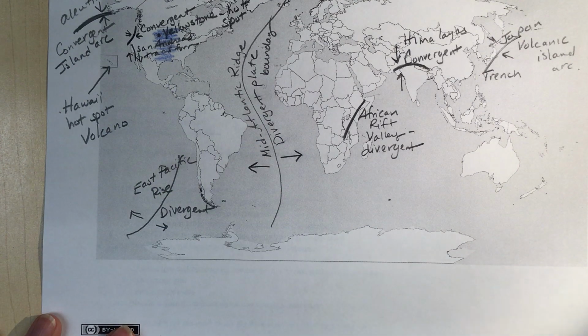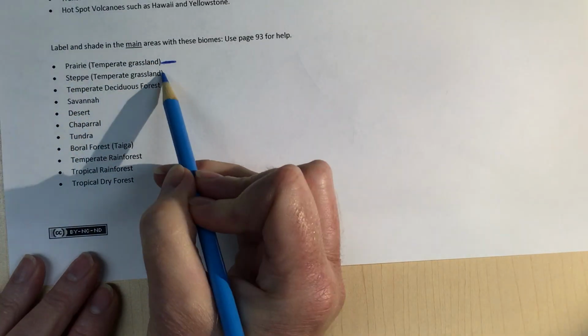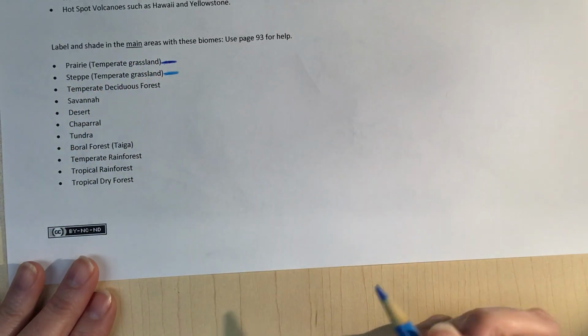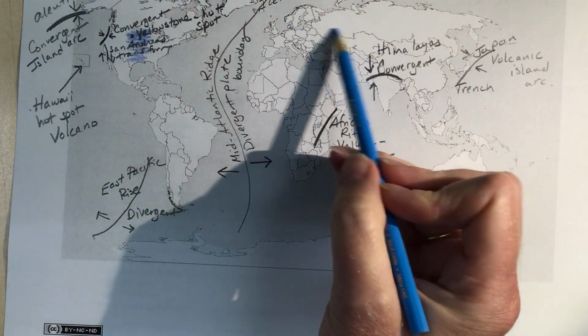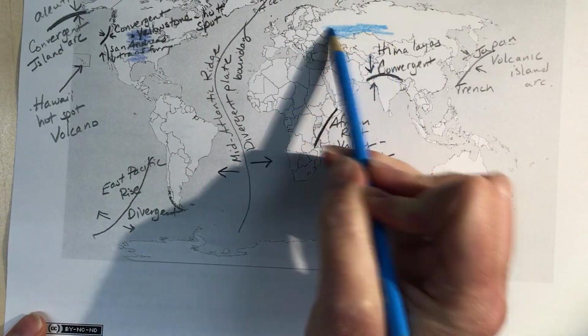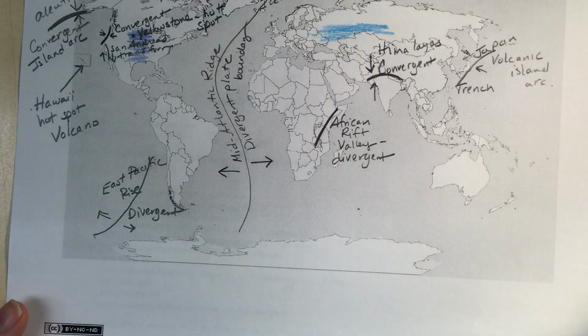Now I'm going to use a lighter blue for another one. This is the same biome, but it's called the steppe in Russia. So over here in Russia, we're going to have, again, temperate grassland, and that is the steppe.